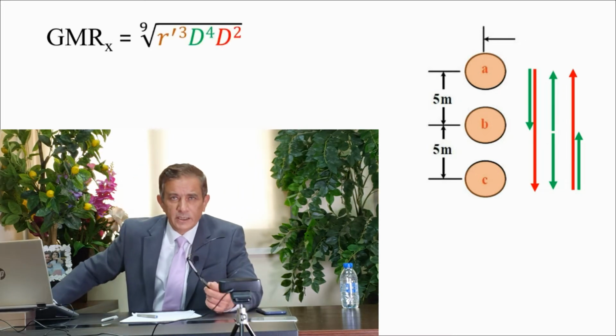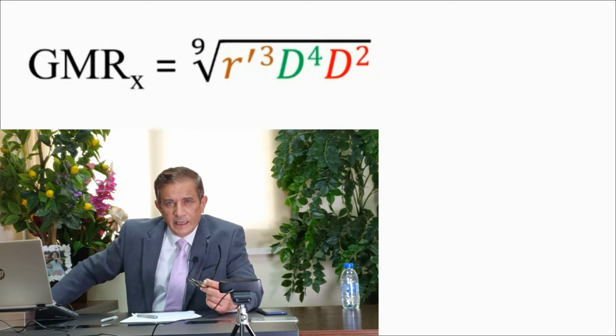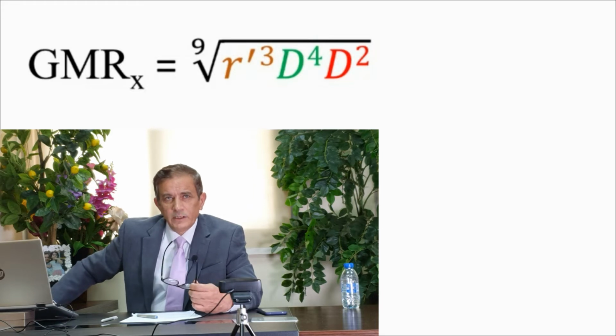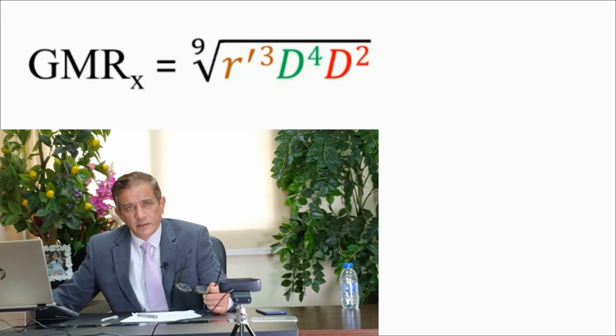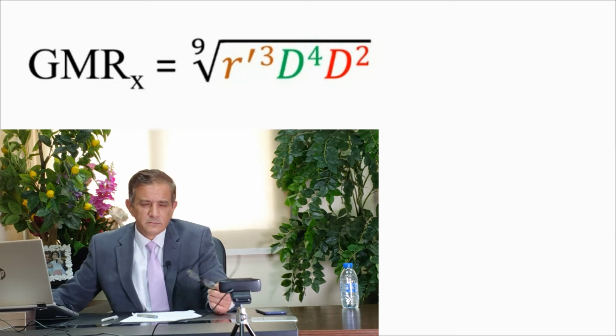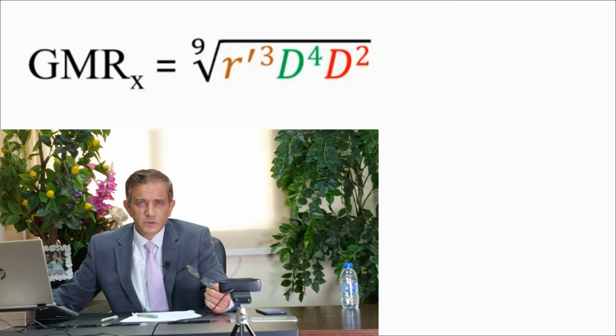If you come to R dash, you have 3, but they are identical. The green dimension multiplied 4 times. The red one is 2 times. That's why I put them in different color. This is only for presentation. You just multiply, see the number, put them, multiply them each other, and we'll get the geometrical mean radius.